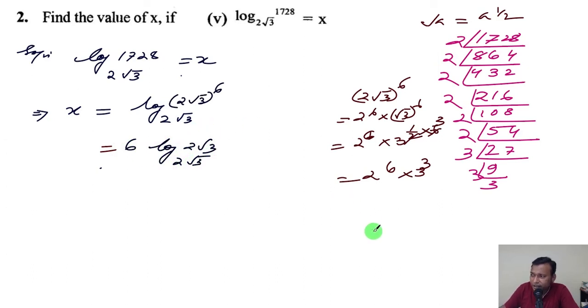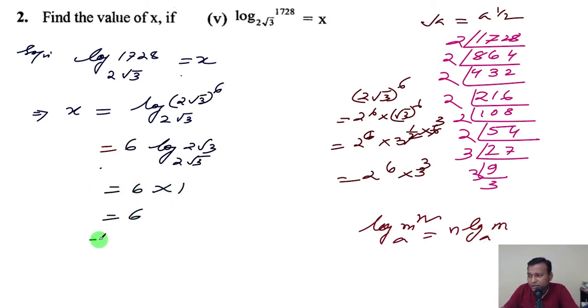So how is it written? Because we know log m power n to the base a is always n log m to the base a. Now this can be written as 6 into 1, which is equal to 6, our answer.